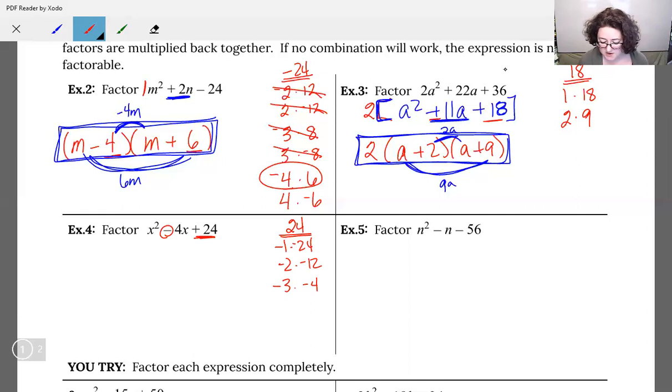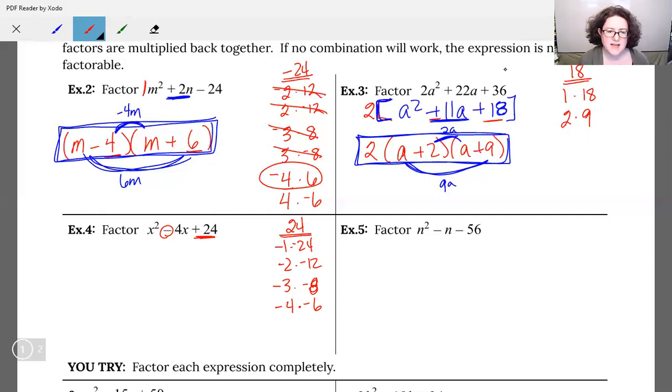Excuse me, I'm looking at 24, so it's not negative 3 times negative 4. It would be negative 3 times negative 8. That still doesn't work, though. That gives me a negative 11 when I add them. So how about negative 4 times negative 6? Wait a second. Do we have any other factors that we could use? So that means I can't find a combination of values that will multiply to get us a 24, but add to get us the negative 4.